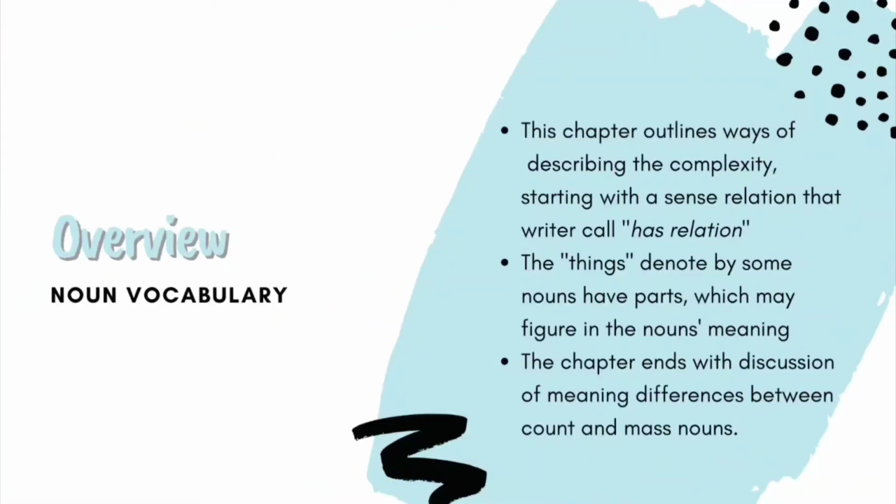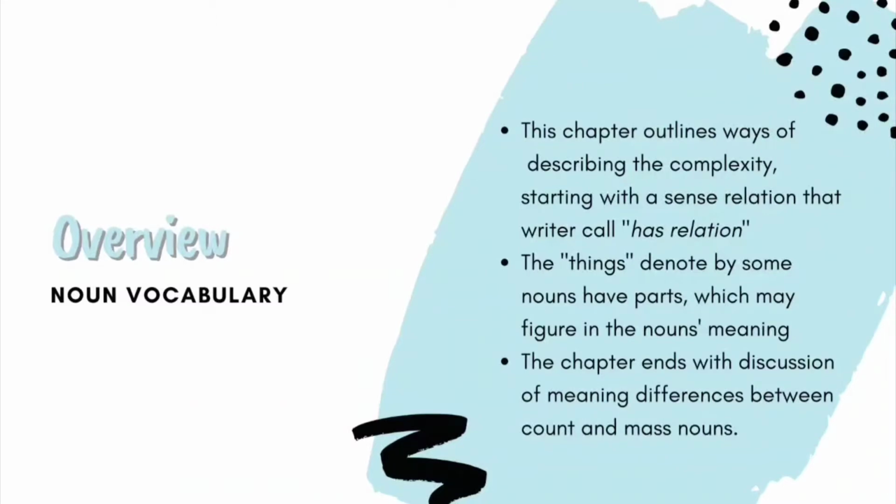Overview: noun vocabulary. Nouns form the majority of the words in the vocabulary of English, in contrast to the unidimensional meanings of adjectives explored in chapter 2. This chapter outlines ways of describing the complexity, starting with a sense relation, the writer calls the has relation. The thing denoted by some nouns has parts, which may figure in the noun's meaning. For example, a square has 4 equal sides. One cannot avoid talking about its 4 sides and right angles.